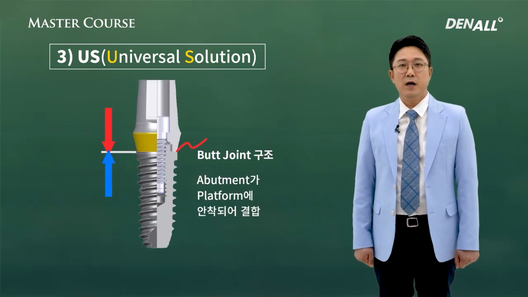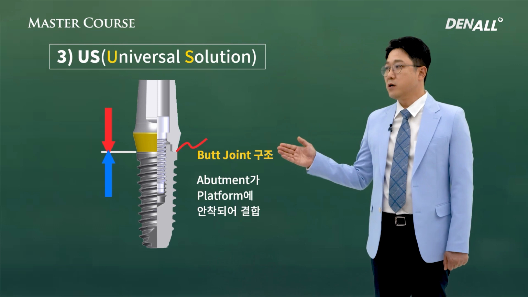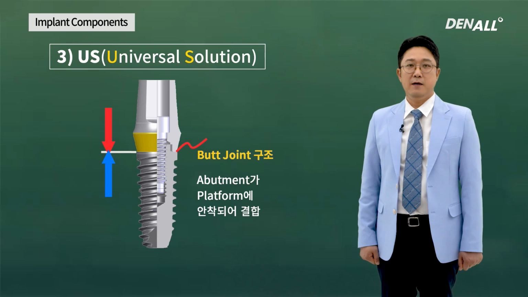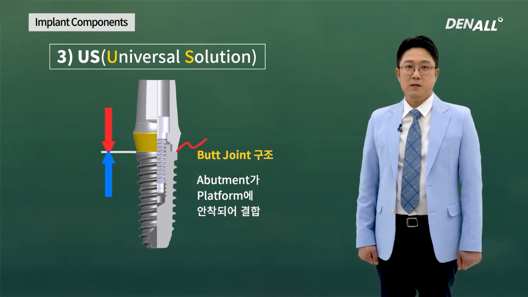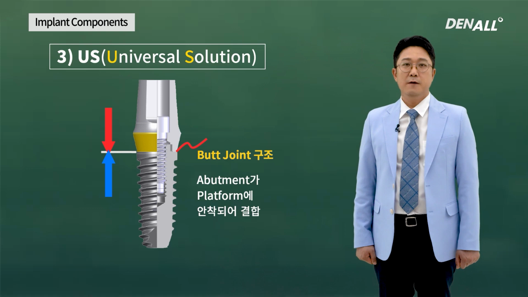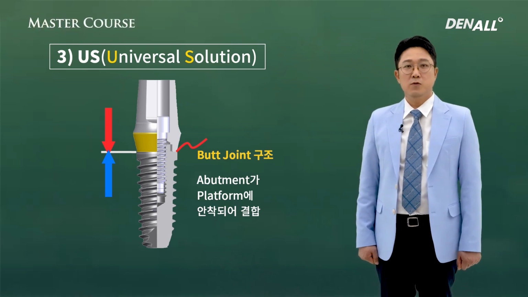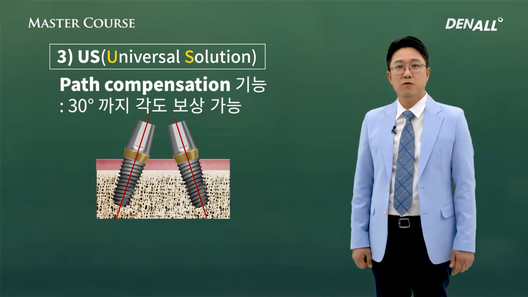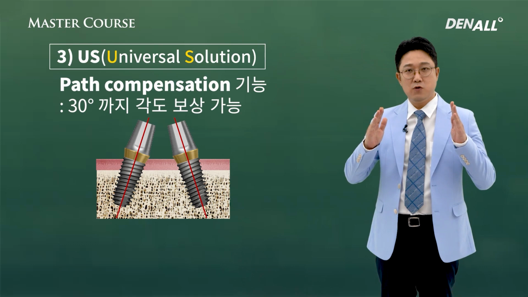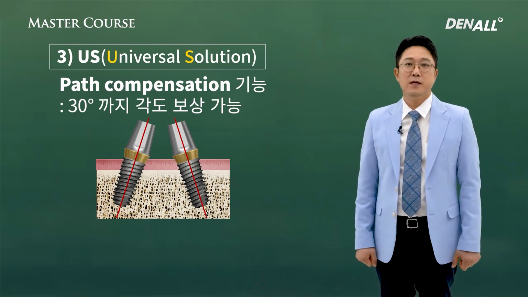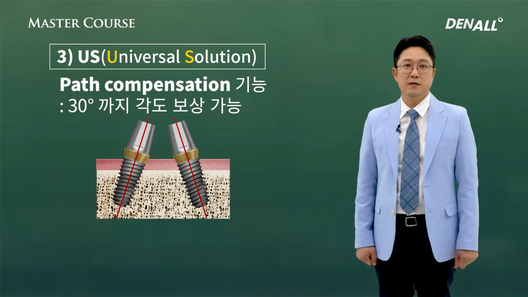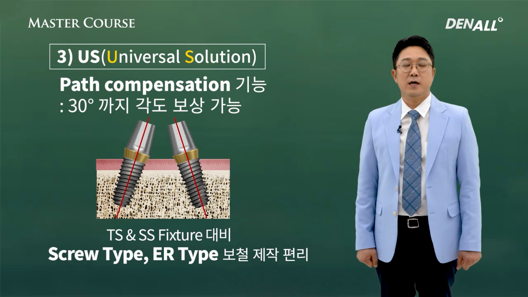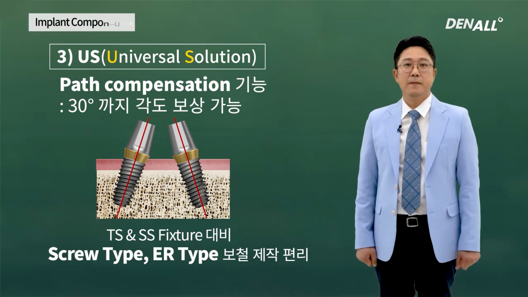A fixture and abutment is connected as butt joint structure, so abutment is not vertically impacted. Abutment fixture is connected externally, so compared with internal connection, in prosthesis like splints, if the path is slightly tilted, you can compensate for that, and it has that kind of advantages. For these reasons, US implant is used frequently for screw-type prosthesis, and it has many pros.